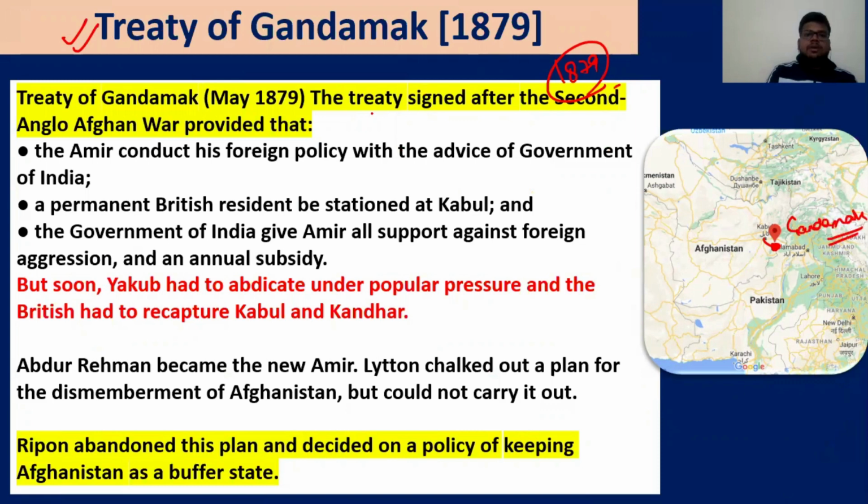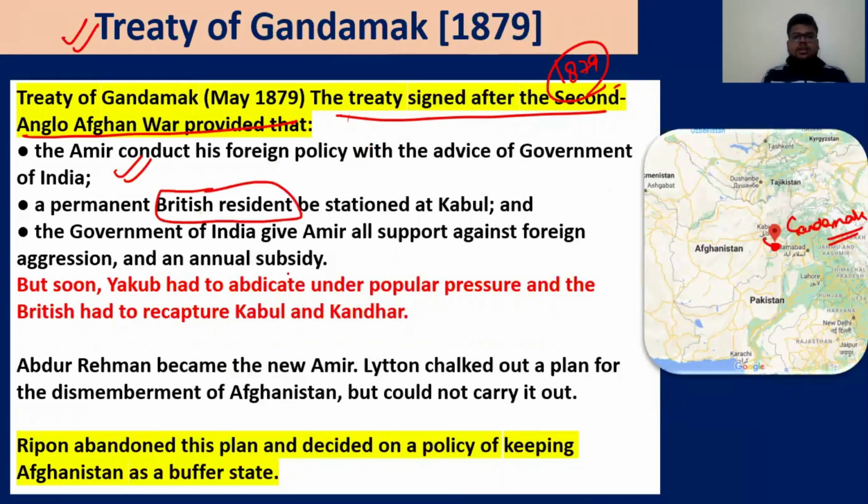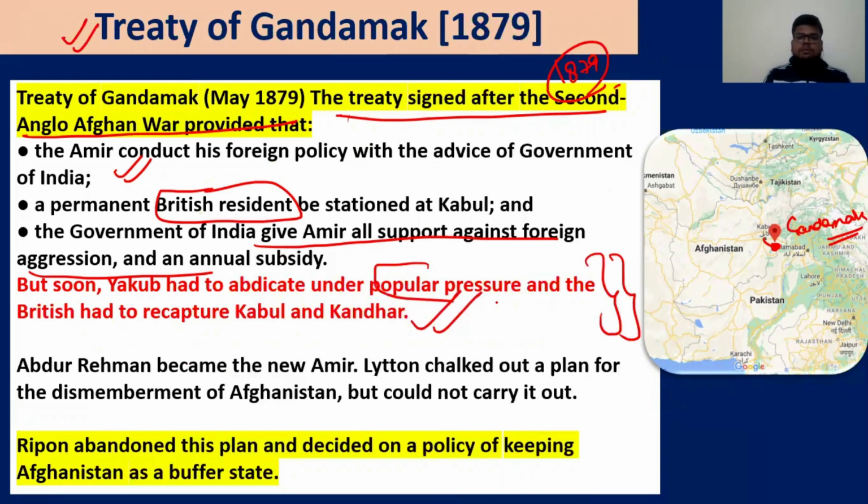Now, the Treaty of Gandamak, the treaty signed after the Second Anglo-Afghan War, provided that the Amir conduct his foreign policy with the advice of the British. A permanent British resident would be there. The Government of India would give army support against foreign aggression. But again, the same problem was there, that Yaqub had to abdicate under popular pressure. People did not like him. And the British had to recapture Kabul and Kandahar.